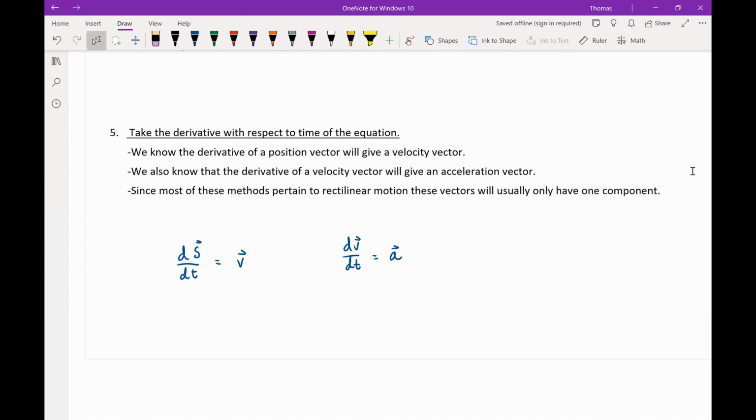Now that we have established a symbolic representation of the element position with respect to time, we can take the derivative to find the object's velocity. If we take the derivative with respect to time again, we can also find the acceleration.